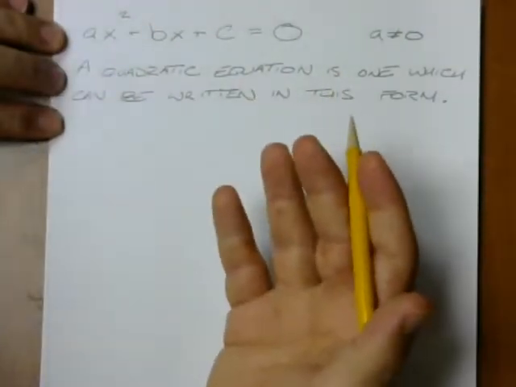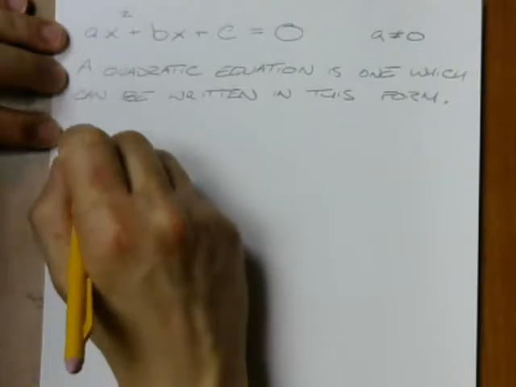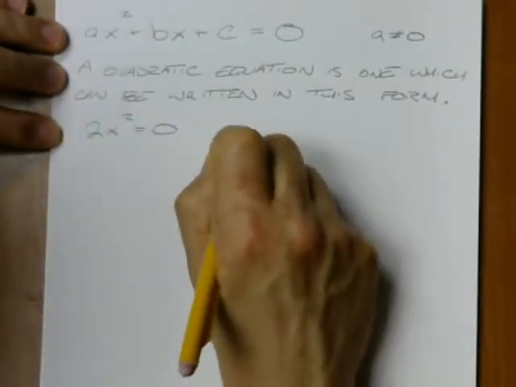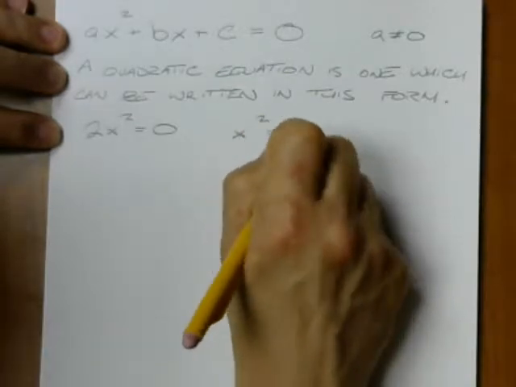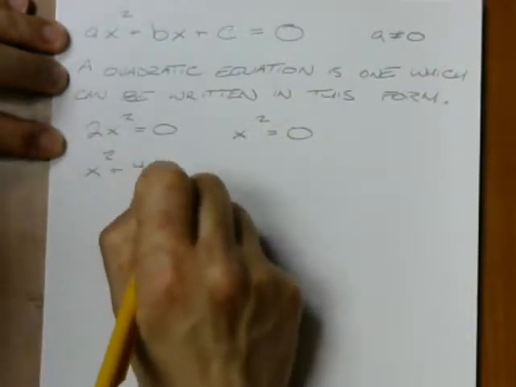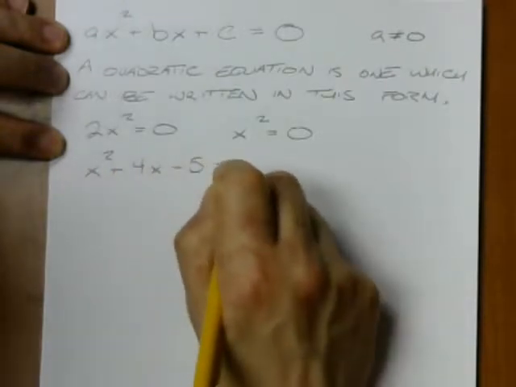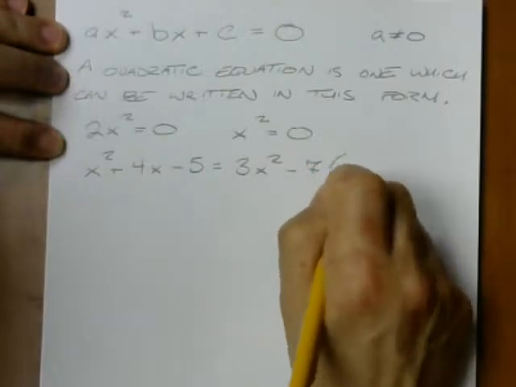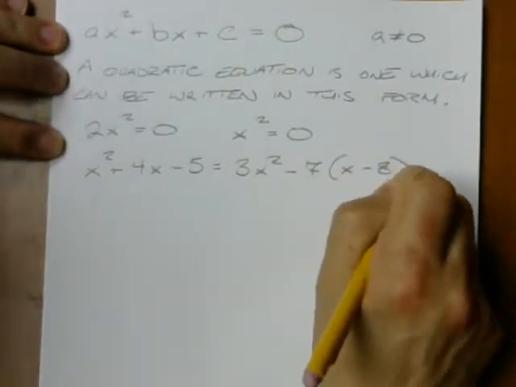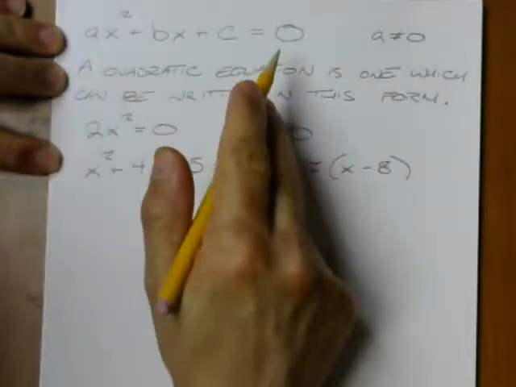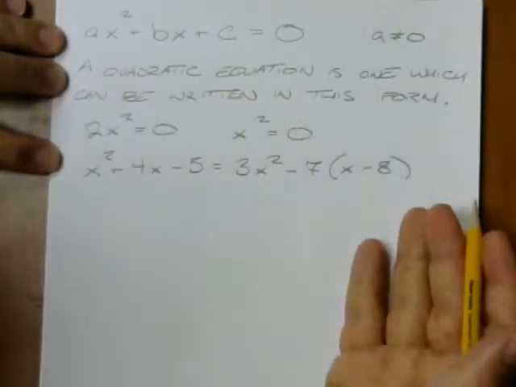So what would be a quadratic equation? Well, you could have something like this. I guess the simplest of all might be something like that. x squared plus 4x minus 5 equals 3x squared minus 7x minus 8. Is this a quadratic equation? Sure, it can be written in this form. How do I write it in that form?